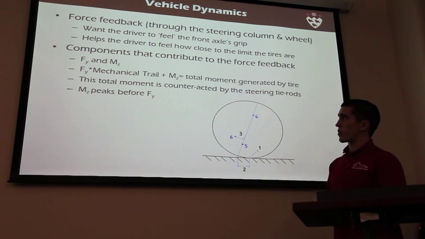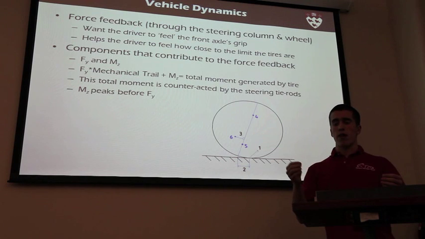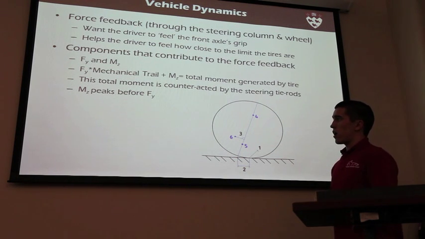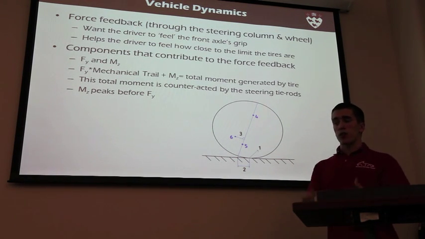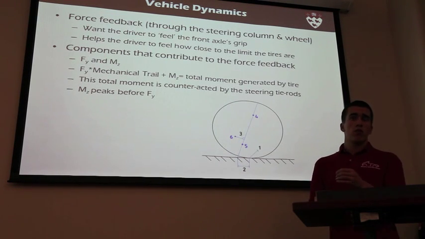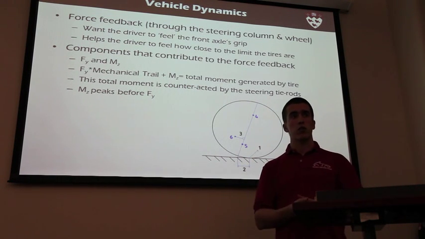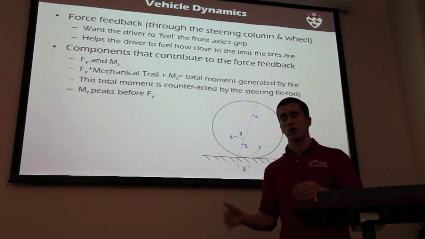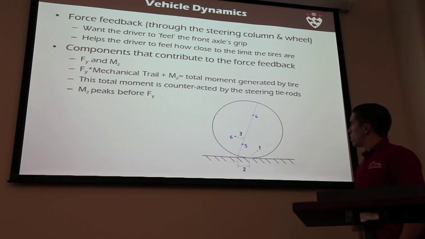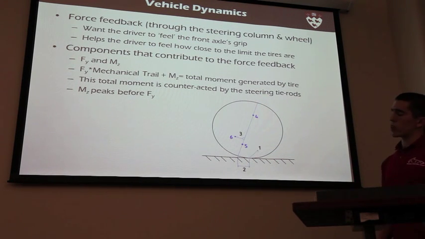Some people might go with a very little mechanical trail to have a very light steering wheel. If the driver is really experienced with the car and used to it, he will probably be able to reach the maximum lateral acceleration, even though the feeling at the steering wheel is not exactly what the lateral acceleration represents. So basically, that's how we calculate it.